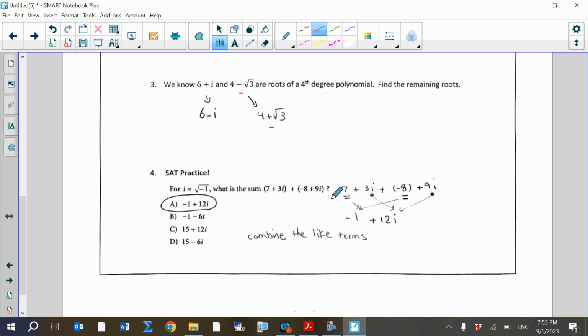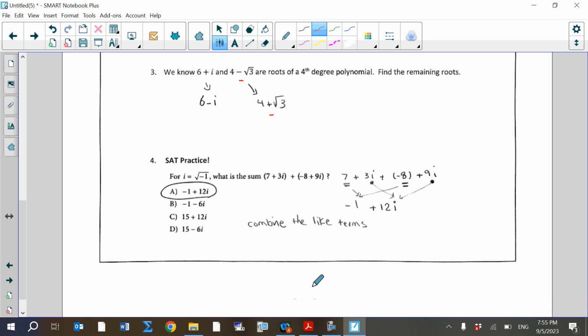So here, I'm going to look at the terms. 7 plus 3i minus 8 plus 9i. What are the like terms here? 7 and negative 8 are like each other because none of them have any variable. So just combine them. 7 and negative 8 is negative 1. And 3i and 9i, they both have i with them, so they are like terms. So combine them. 3 plus 9 is 12i. So that's the answer. Okay, so this was today's lesson.